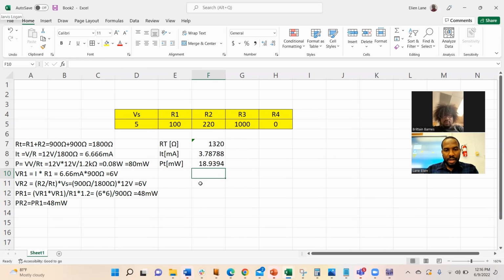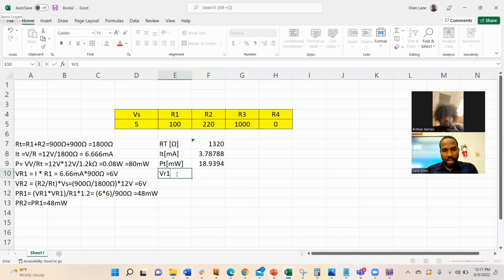So again, here, how do you calculate the voltage across V1? And like we said, there are different ways to do that. We have the voltage divider method. We have the Ohm's law method. Ohm's law method says multiply I by R1. And so that's easy to do, right?